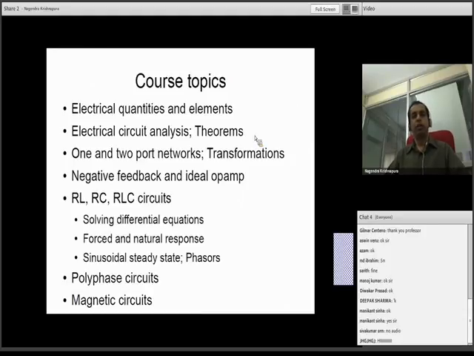Okay, one port means you have one set of terminals where you can apply a voltage or apply a current. Two ports means there are two such pairs of terminals where you can do the same, and so on. Okay, and there are ways of transforming between multiple ways of representing these circuits. We will also study those things.